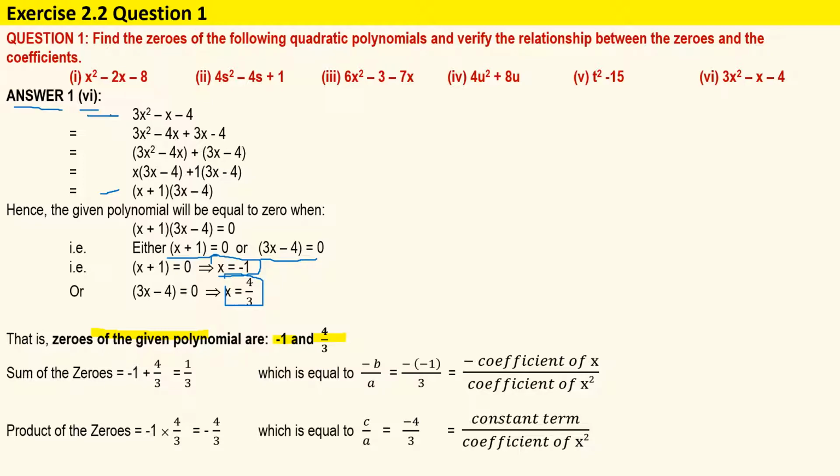So let's now do the verification. The sum of the zeros that we just found will be equal to minus 1 plus 4 by 3, which is equal to 1 divided by 3, which is equal to minus b by a. Similarly, the product of the zeros will be minus 1 multiplied by 4 by 3, which is equal to minus 4 by 3, which indeed is equal to c by a.